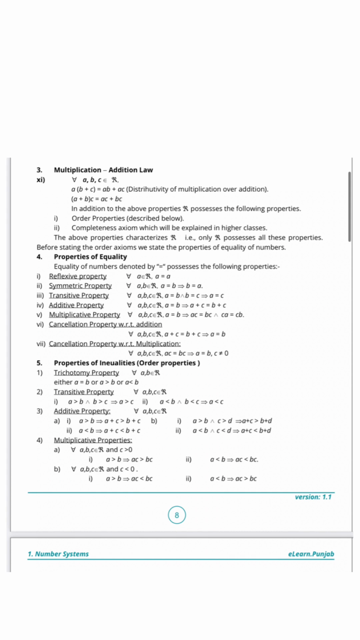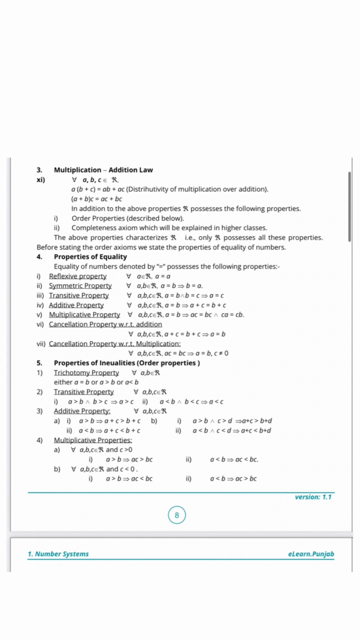For all a, b, c belonging to capital R, real numbers, if a = b, it implies that a multiplied by c will also equal b multiplied by c, and ca = cb. Then we have the cancellation property with reference to addition: for all a, b, c belonging to capital R, a + c = b + c implies that a = b. Then we have the cancellation property with reference to multiplication: for all a, b, c belonging to capital R. Cancellation means you have a certain number multiplied on both sides, where in the multiplication case c cannot be equal to 0, and that same number will give you the same answer.